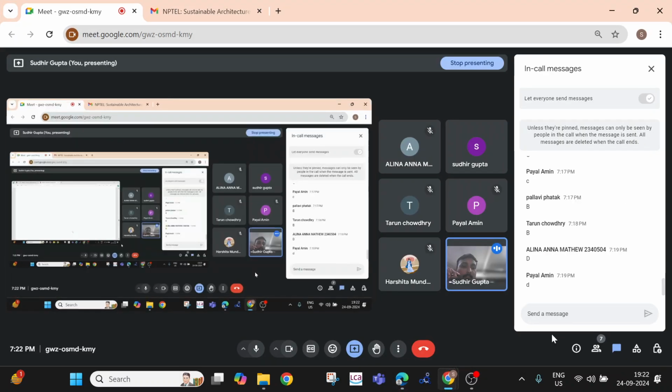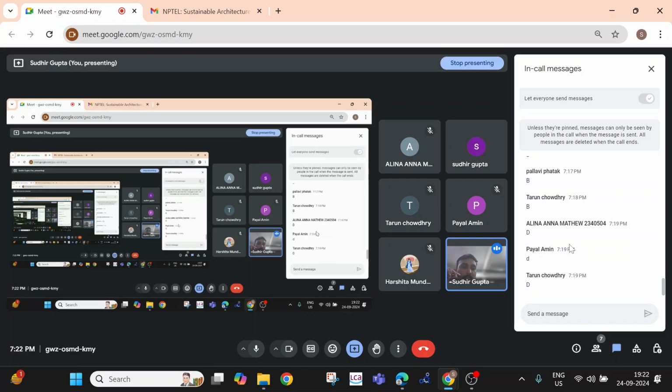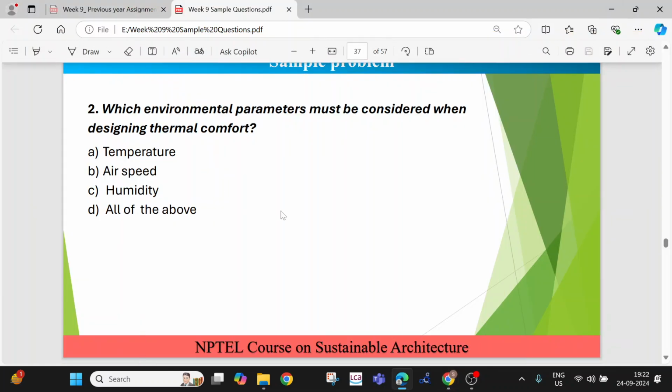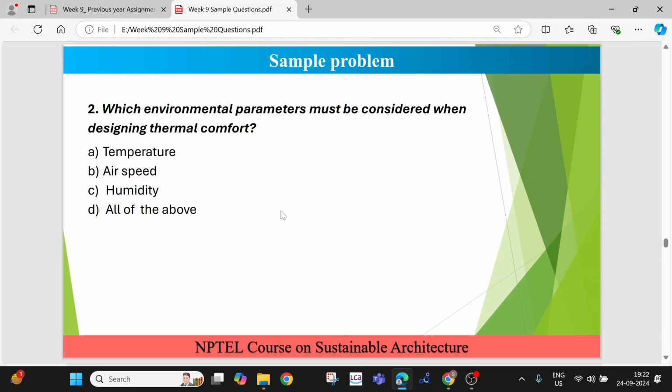What about others? What about Harshita, Tarun? Asha, Tarun also mentioned. Okay, fine. So from this you can easily see all of the above is the right answer for this question. All these parameters mentioned, temperature, humidity, air speed, these environmental parameters must be considered, as they are all equally important in designing a thermally comfortable environment. Can we move to the next question?